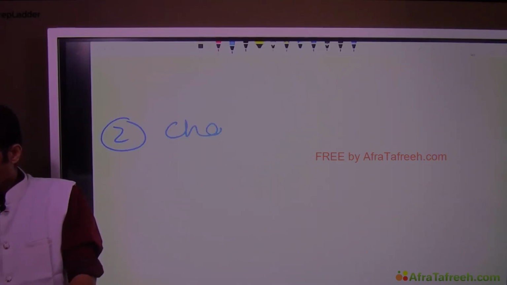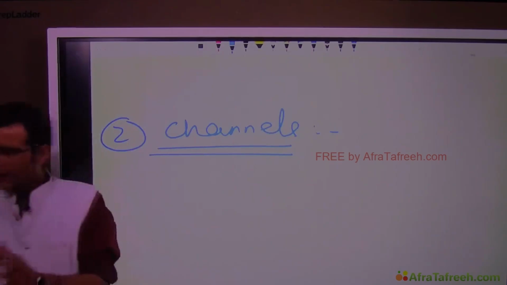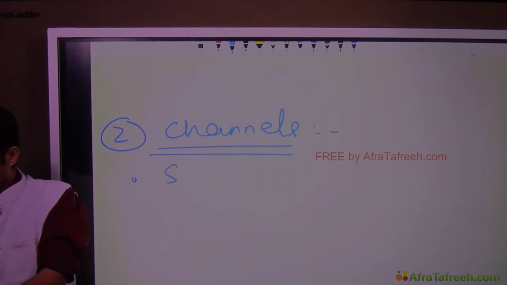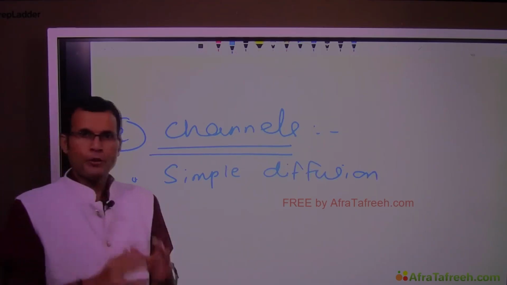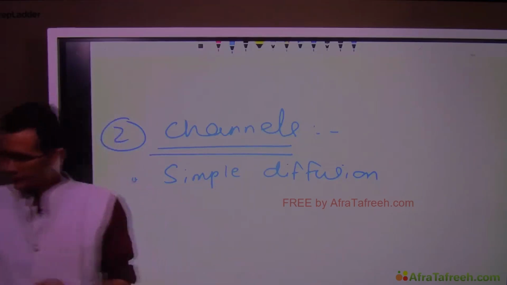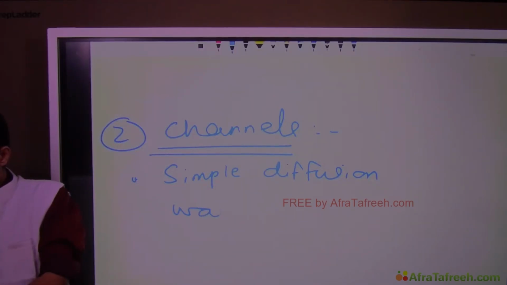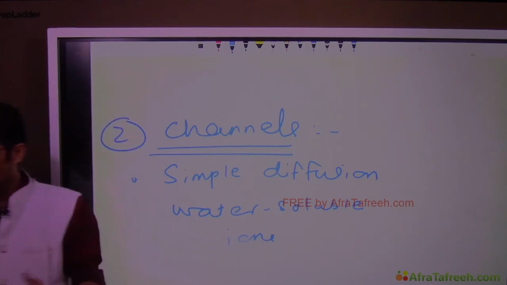Second type of transport protein is channels. Channels in the membrane. Channels are involved in simple diffusion. First point. Simple diffusion of what? Simple diffusion of water soluble substances. Ions, sodium ions, potassium ions, calcium ions, etc.